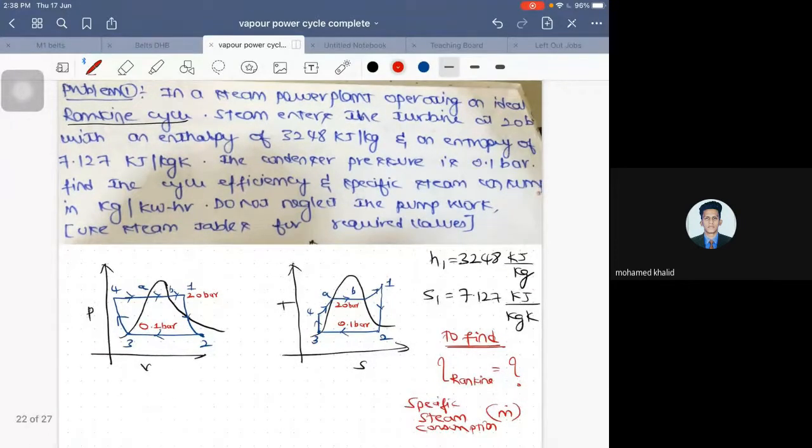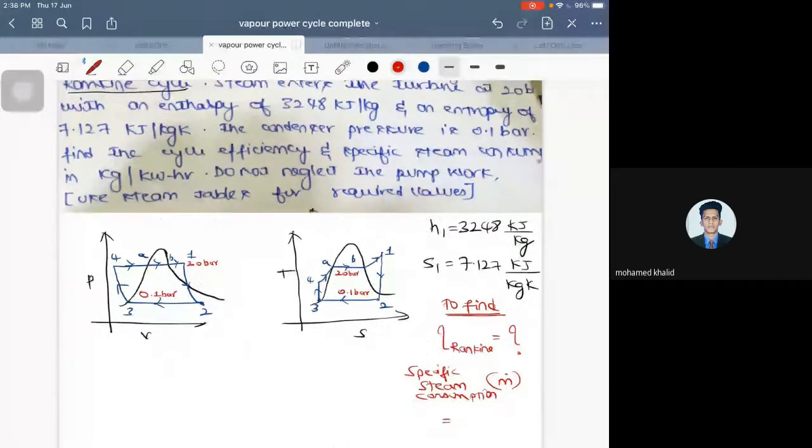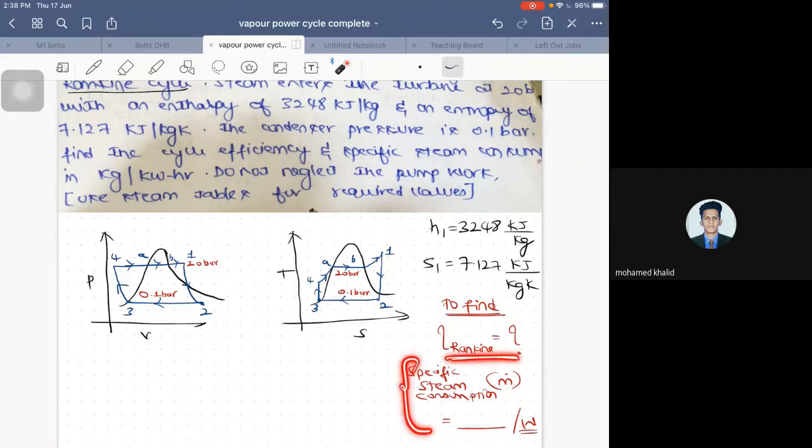This would be in something per kilowatt, because it is being asked as specific steam consumption. Don't worry about this. I will explain once we complete the efficiency of the Rankine cycle. So first we shall move to the efficiency of the Rankine cycle. How do you calculate it, guys? Same old procedure you have to follow. Solution.